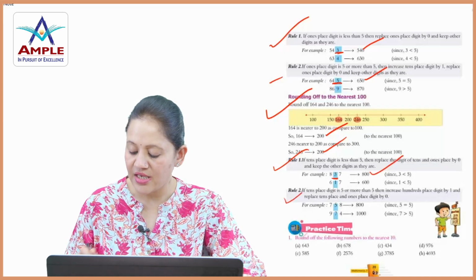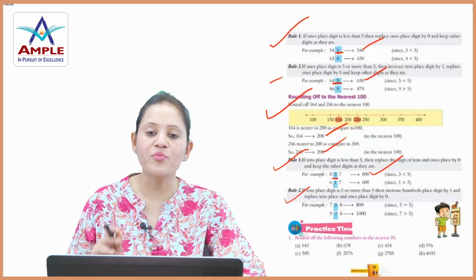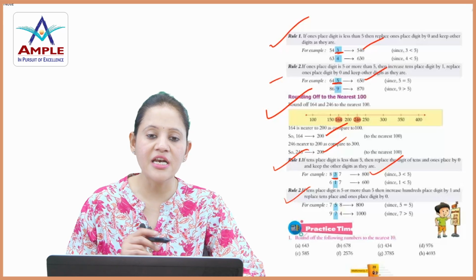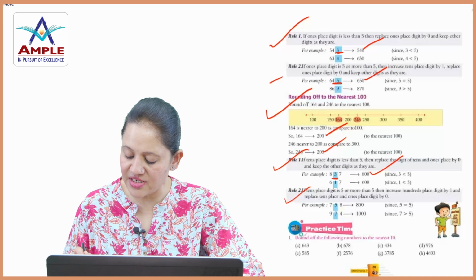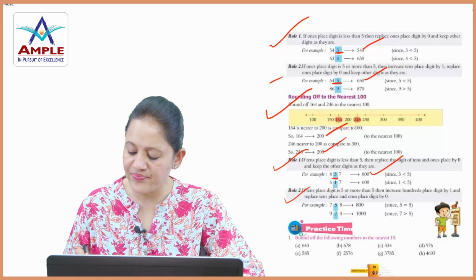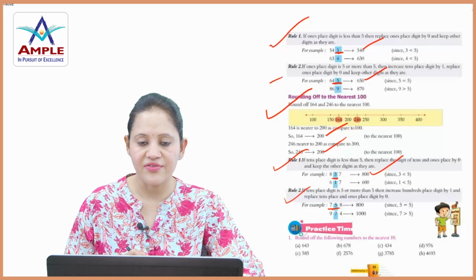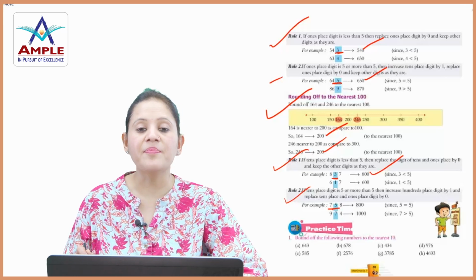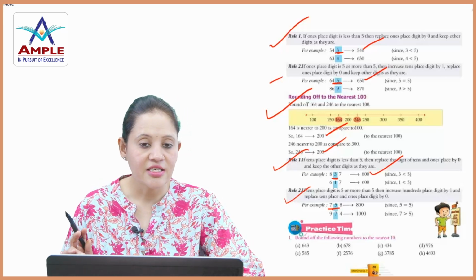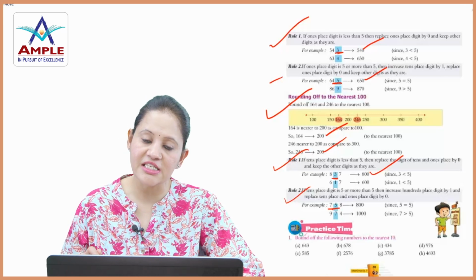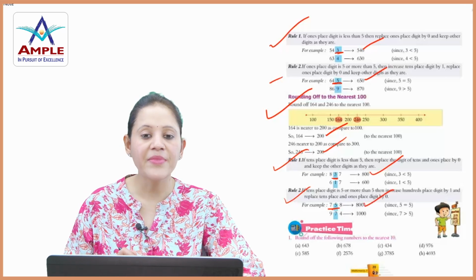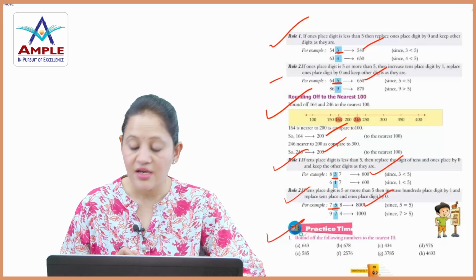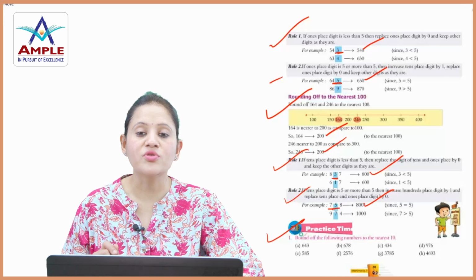Rule number 2. If the tens place digit is 5 or more than 5, so what will we do? We will increase the digit at hundreds place by 1 and replace the other digits, tens and ones, by 0. So, for example, 758. Here the digit at tens place is 5. So we will replace the digits at ones and tens place by 0 and increase the digit at hundreds place by 1. So it will round off to 800. Clear? Next, practice time. Round off the following numbers to the nearest 10.